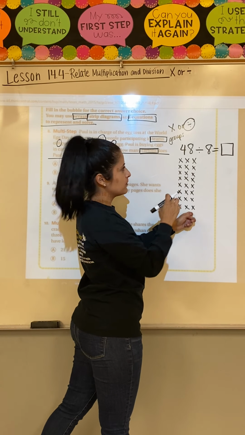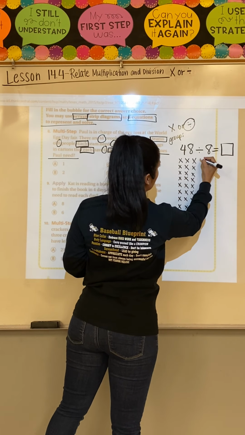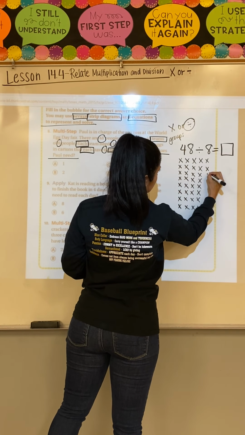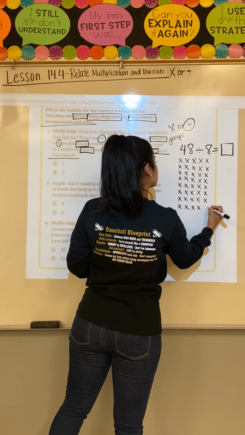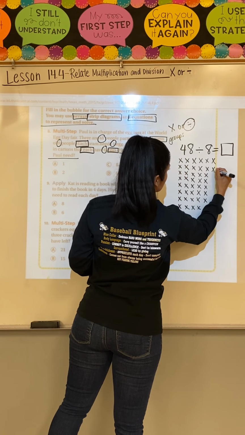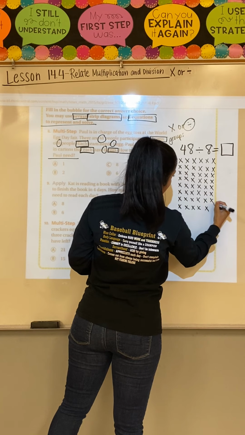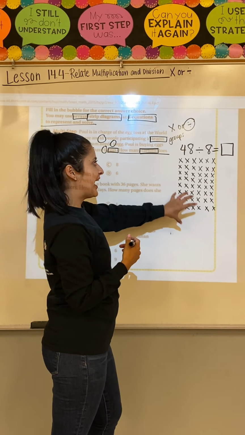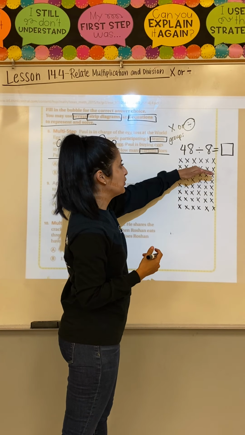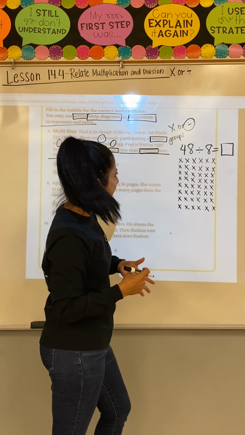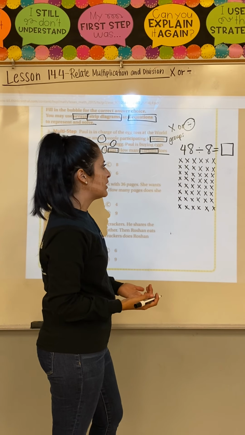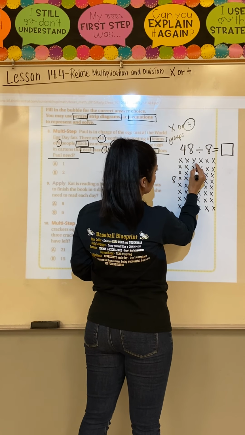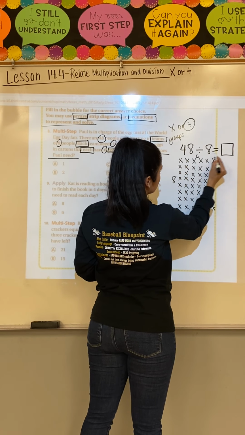I'm at 24 so far. I haven't got to 48, so I'm going to keep going. All right, so I have my 48 total. I have an array, so I have my people in teams of or groups of 8. Now, what is 48 divided by 8? Well, I can count across. 1, 2, 3, 4, 5, 6.